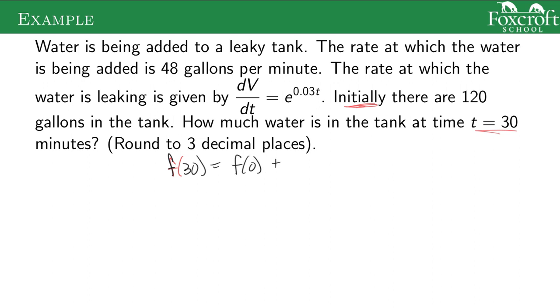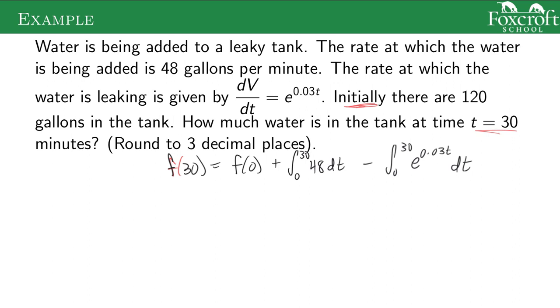And I'm going to add the integral of the water going in, and I'm going to subtract the integral of the water going out. Because if I'm adding water, that's an increasing rate. If I'm leaking water, that's a decreasing rate. And it says to round to 3 decimal places, so I can just type all this in a calculator. So my initial value is 120. We add the integral from 0 to 30 of 48 dt.